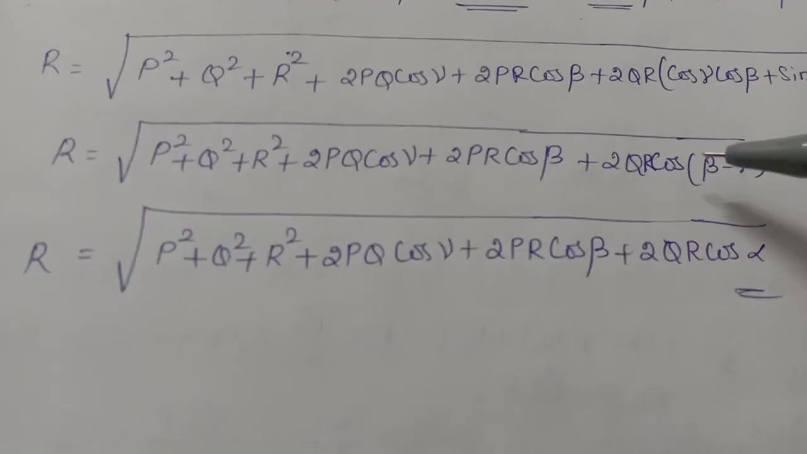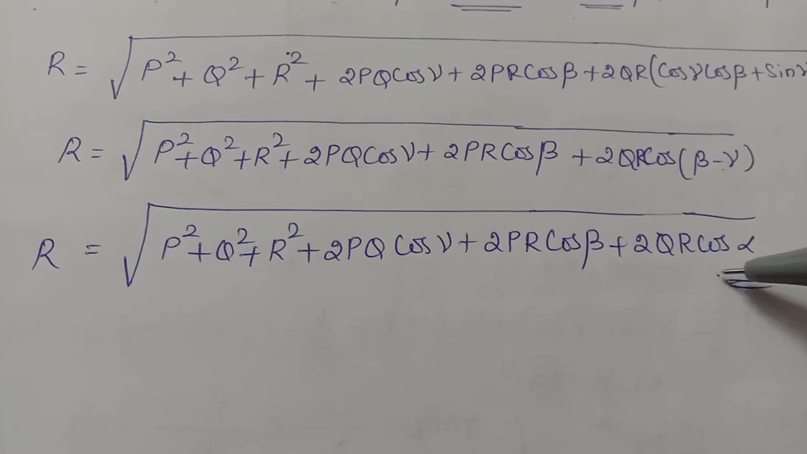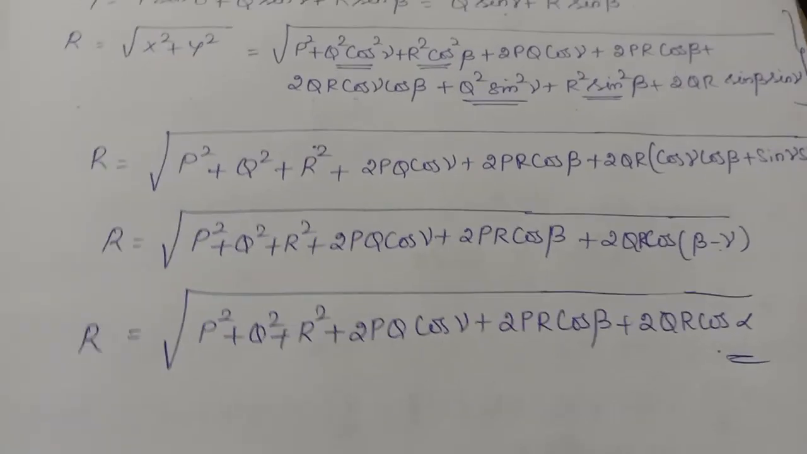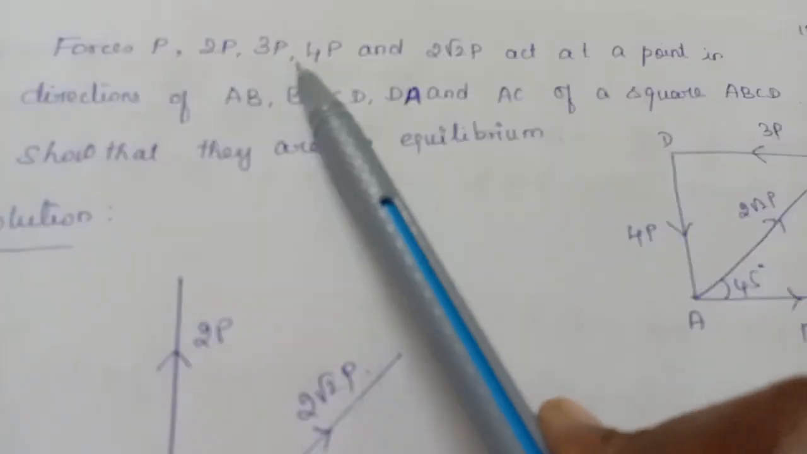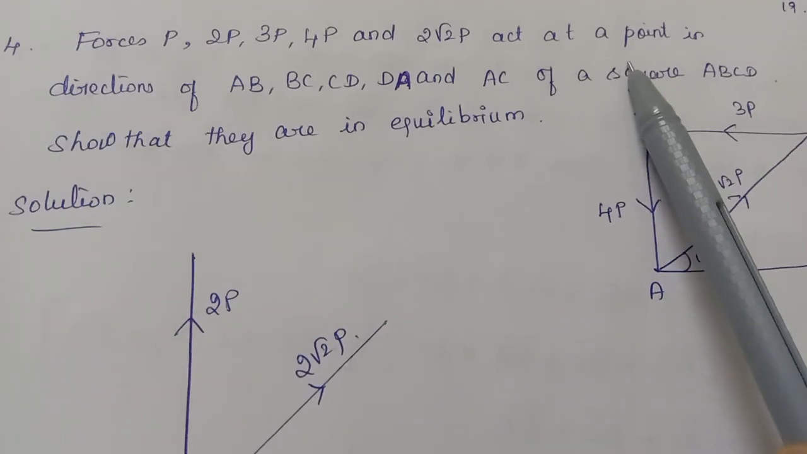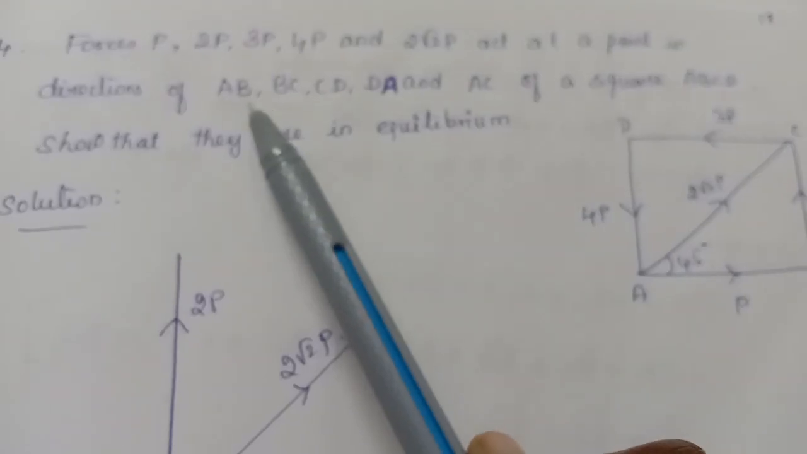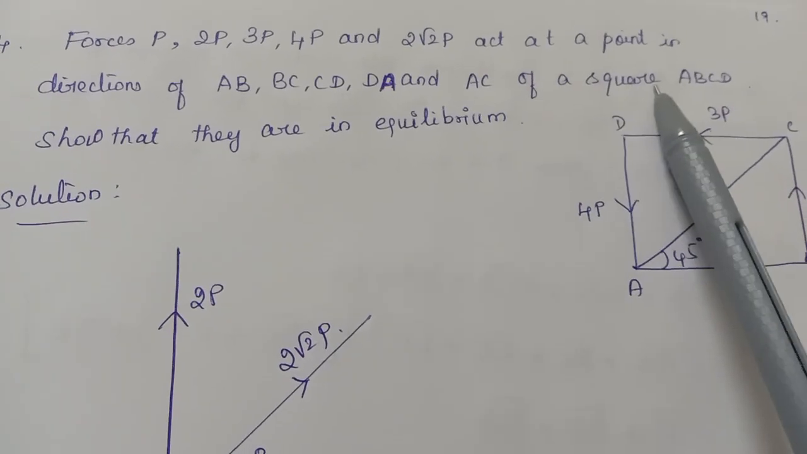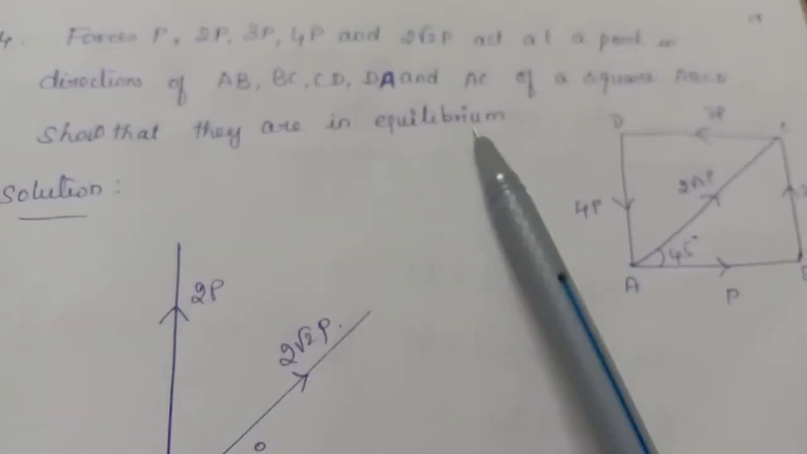Okay, so instead of this beta minus gamma, I can replace it by alpha. So this is the resultant which we want to derive. Right? Okay. Next problem. Forces P, 2P, 3P, 4P and 2 root 2P act at a point in directions of AB, BC, CD, DA and AC of a square ABCD. Show that they are in equilibrium.